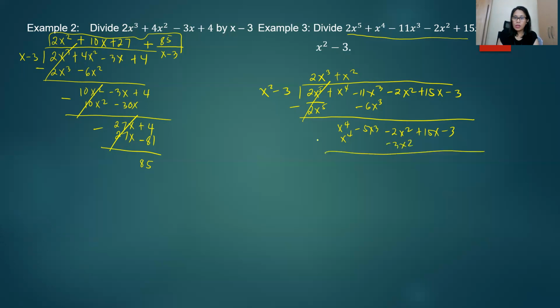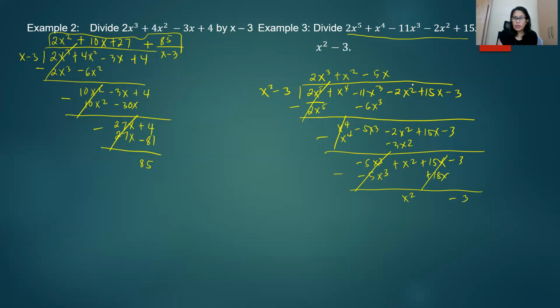And then perform subtraction. So we'll bring down negative 5x cubed. And then this is x squared. Bring down 15x and then negative 3. So negative 5x cubed divided by x squared will be negative 5x. And then negative 5x times x squared, we have negative 5x cubed, negative 5x times negative 3. So we'll have 15x here. So subtraction. So this will be canceled. So we'll bring down x squared minus 3.